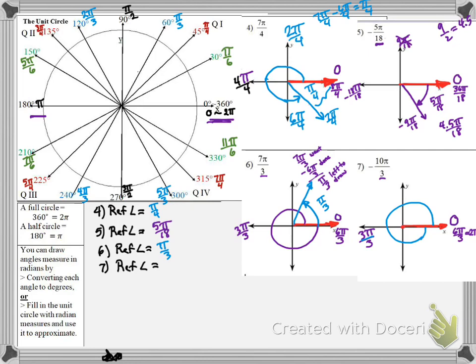So I'm going to start with all the way around and see what else I have to do. I have negative 10 pi over 3. This is what I want. What did I already draw? 6 pi over 3 is done. And that would leave me negative 4 pi over 3 left to draw. That's what I have left to do.